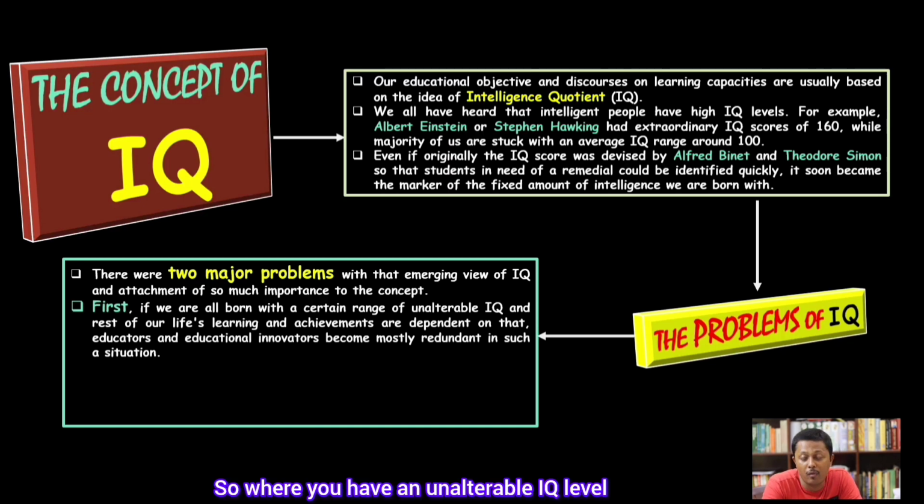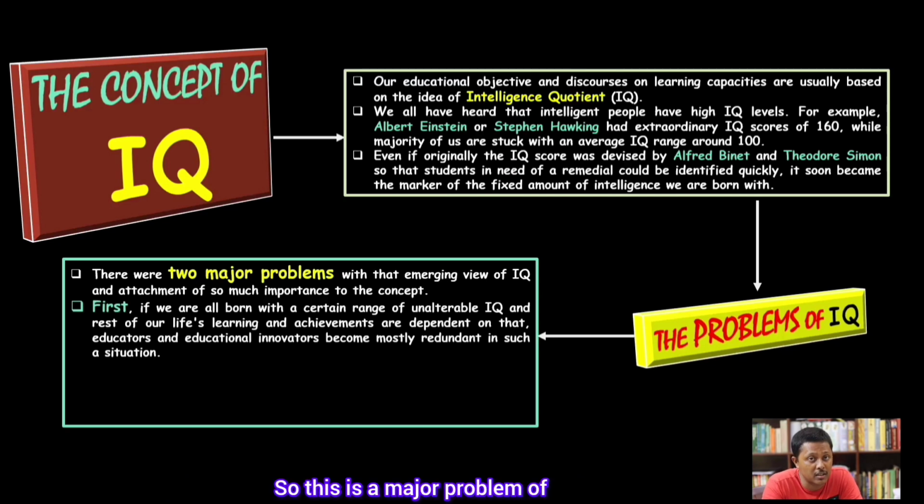So where you have an unalterable IQ level and your life's learning and achievements are dependent on that, you will find that there are plenty of people with the same IQ level, and there are plenty of people who are competing with you with better IQ levels or almost the same IQ level.